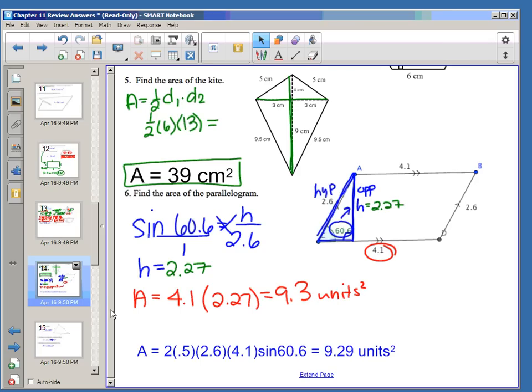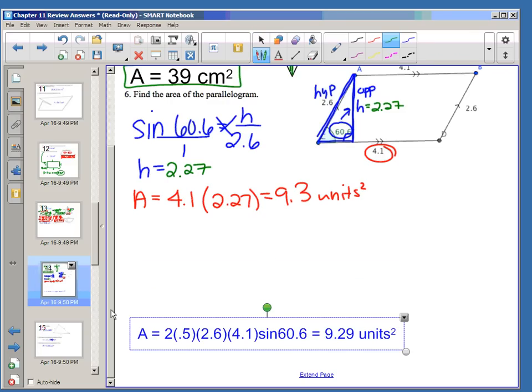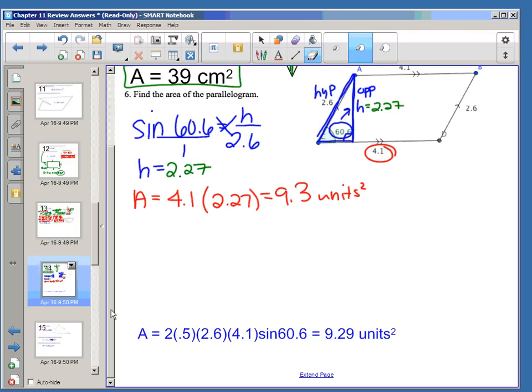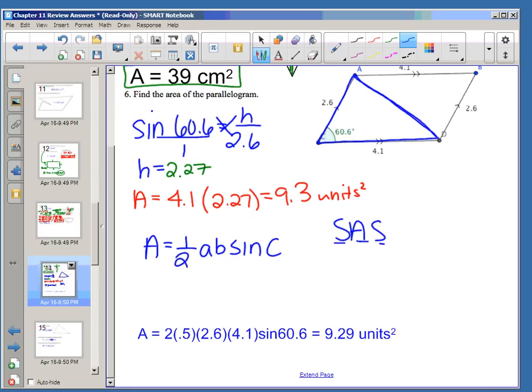Right, but there is one way that we learned earlier, and we learned the formula that found the area of triangles. So I'm going to erase the work I have over here for now. And I'm going to divide this parallelogram into two triangles. So I'm just looking at this triangle. We learned that a formula to find the area of a triangle is 1/2 AB sine of C. And to do this, I need a triangle that has side, angle, side. So I need two sides with an angle between them. I have 4.1 side, angle, and side.